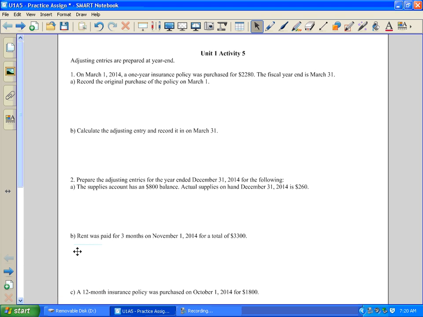Good morning. This is a walkthrough of Unit 1, Activity 5, practice exercise.